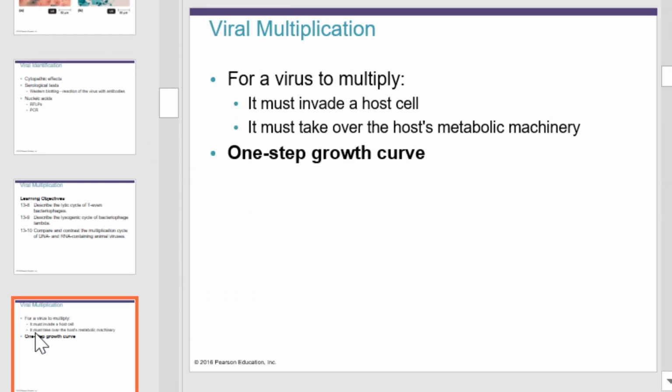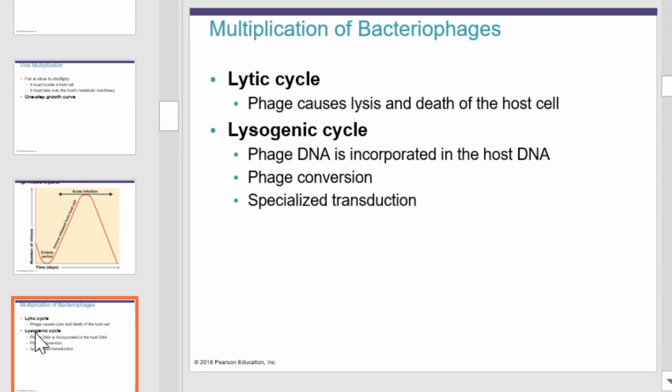Viral multiplication. Viruses multiply inside of host cells only. It must take over the host cell's metabolic machinery in order to replicate. There are two types of replication that viruses participate in. One is the lytic cycle. The other is the lysogenic cycle. The lytic cycle occurs when a phage causes the lysis and death of the host cell. The lysogenic cycle occurs when phage DNA is incorporated into the host DNA, but immediate death of the host is not always the case.